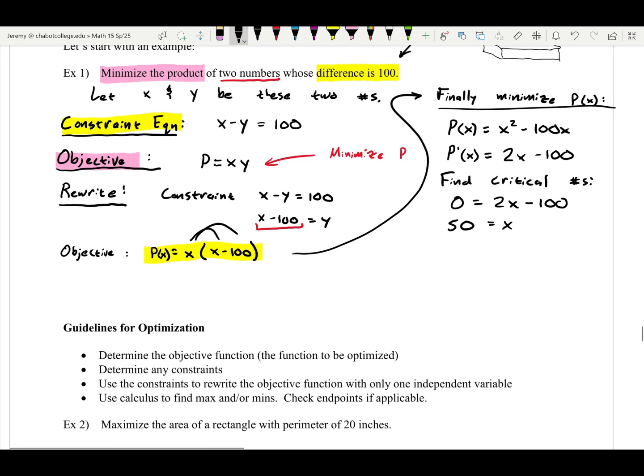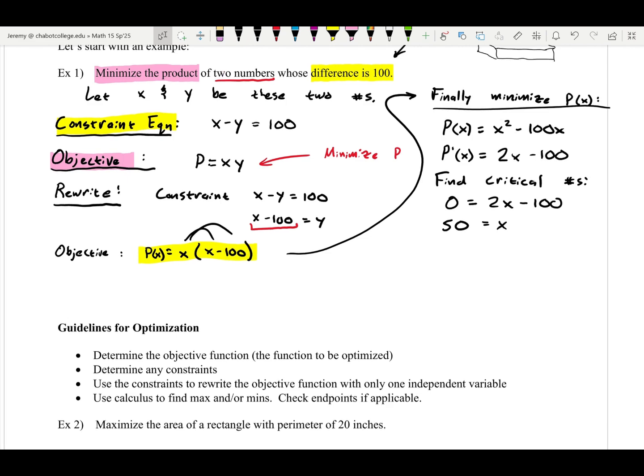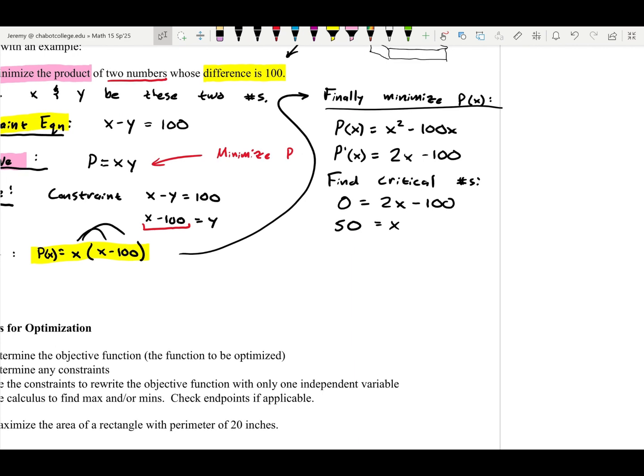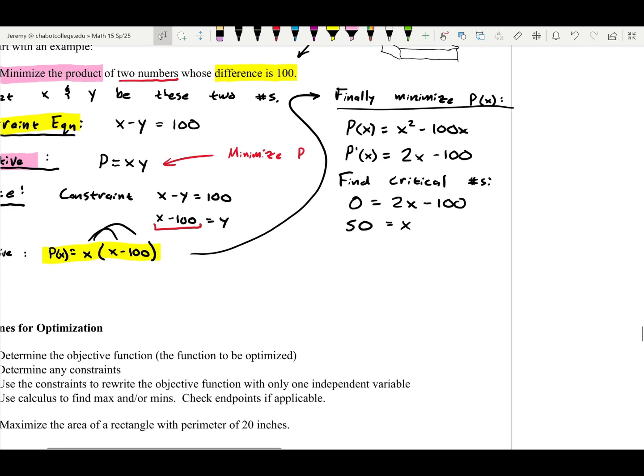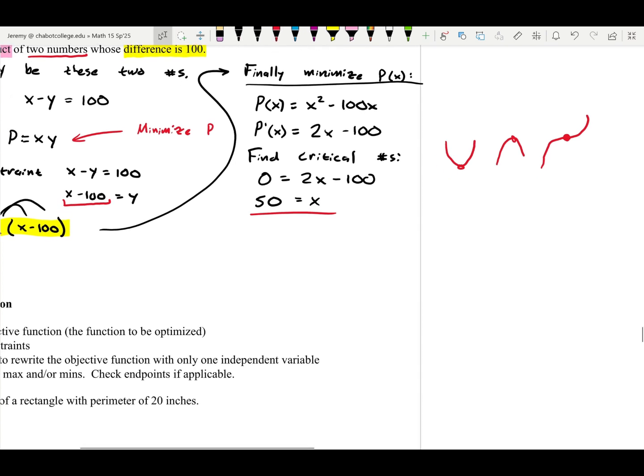Okay, so remember, what I'm doing here is I'm trying to find these two numbers, x and y, such that their difference is 100 and they have the minimum product. So 50 is one of these numbers. Okay, so what I have to do real quick is a little sign analysis, because this is a critical number, right? This is a point at which we have a horizontal tangent line, but remember, that doesn't necessarily guarantee that it's the minimum, because we have horizontal tangent lines at minimum values, we have them at maximum values, we even have them at these swivel points. So we have to do a very quick sign analysis.